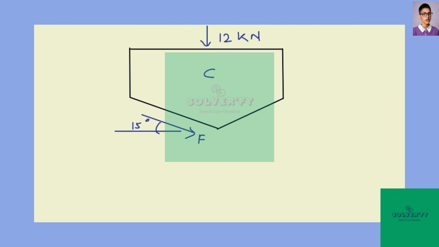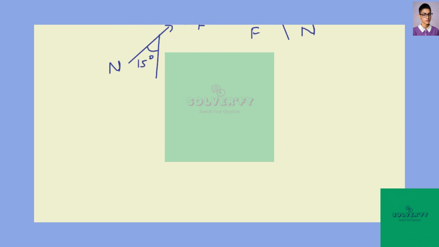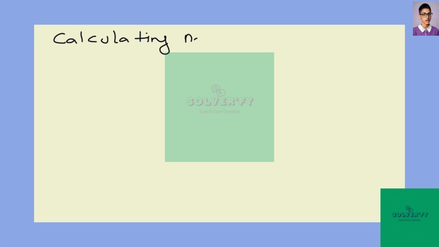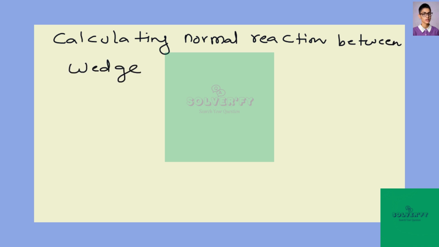Now going further, we can write this as 15 degree angle and this is N. Now here we have F and this is N. Now going forward, calculating the normal reaction between wedge C and wedge B.